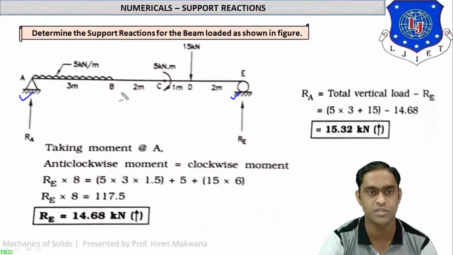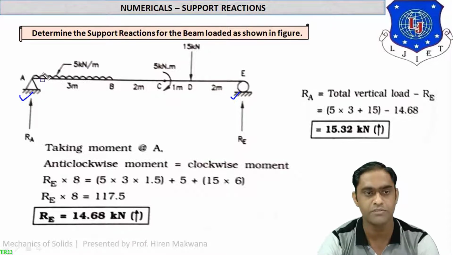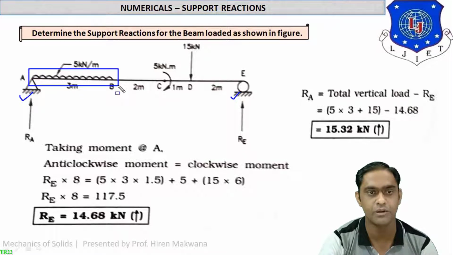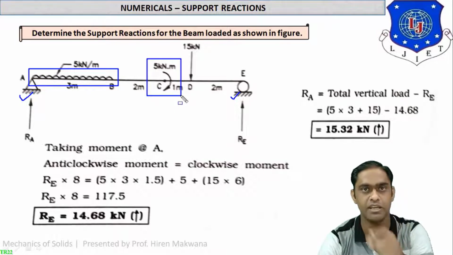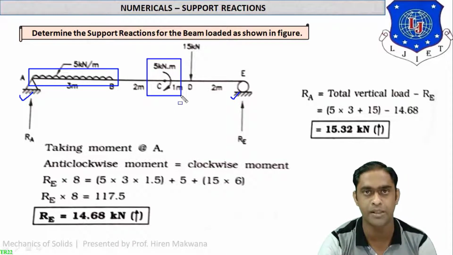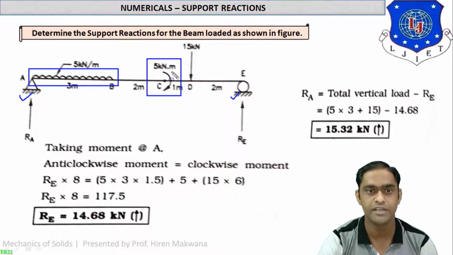Now concentrate on the loads. How many types of loads are given to you? First one is a UDL, 5 kilonewton per meter. Second one is this clockwise moment, also known as a couple. Its unit is kilonewton into meter. Here you can see the UDL unit is 5 kilonewton per meter, while the moment unit is kilonewton into meter. This is kilonewton per meter, this is kilonewton into meter. What should be done with this moment? We will discuss it later.